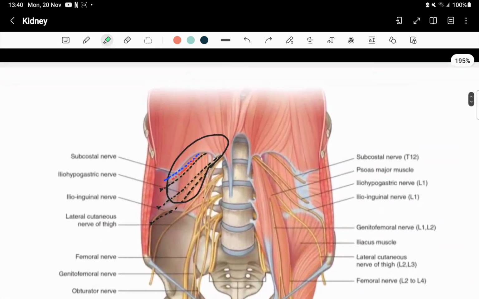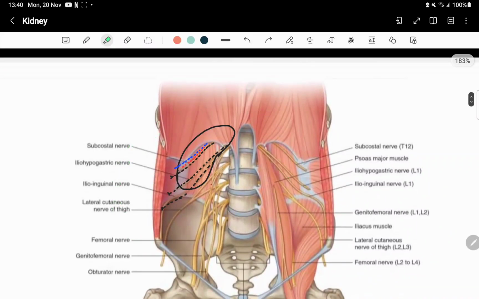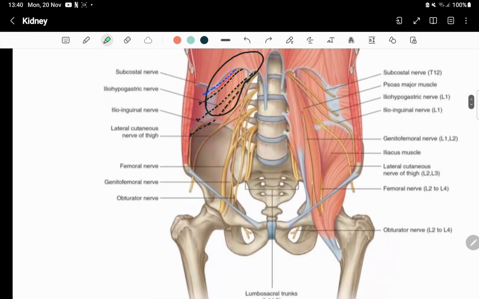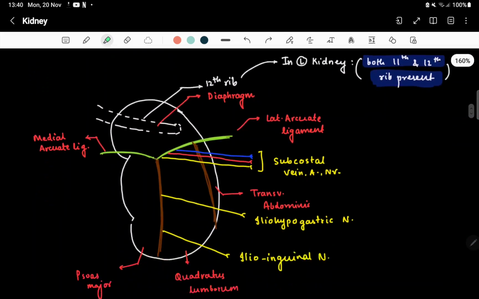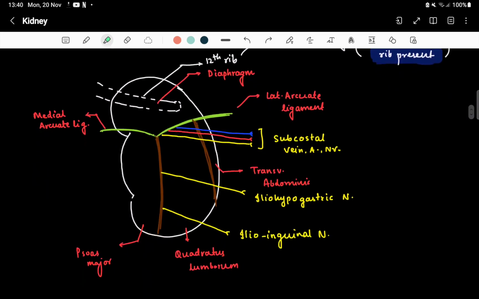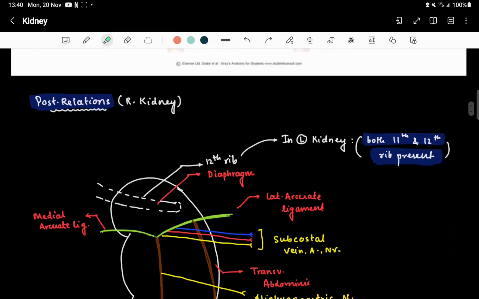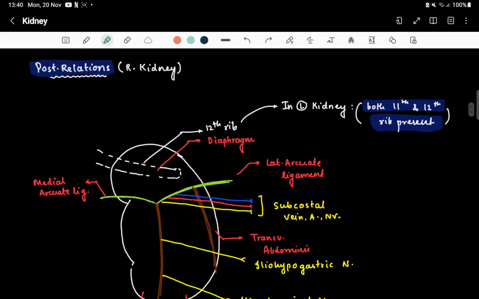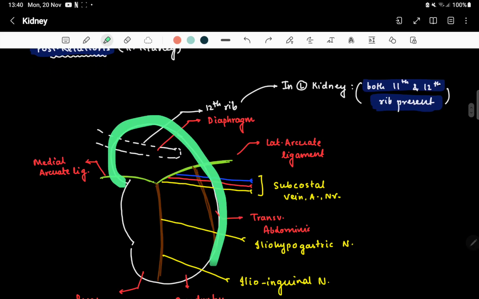In the posterior relation you have some nerves like the subcostal nerve, the iliohypogastric and the ilioinguinal nerve, and the lateral cutaneous nerve of thigh also, which will form the posterior boundary of the posterior relations of your right kidney. So talking about the right kidney, let's discuss the posterior relation. Let's say this is a right kidney, seen from the posterior view.